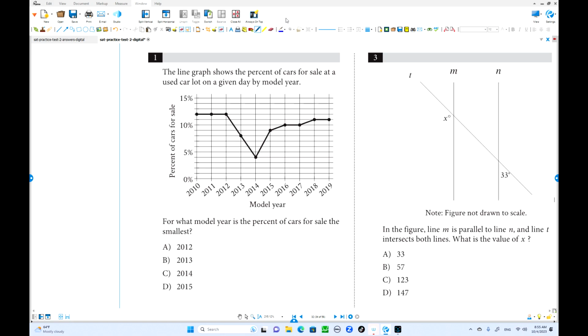Okay, so we're gonna start from number 1. So we have a graph. Here is the number of years, the other one is the percent of cars for sale. For what model year is the percent of cars for sale the smallest? This point is the lowest point. Where? When? 2014. Okay.